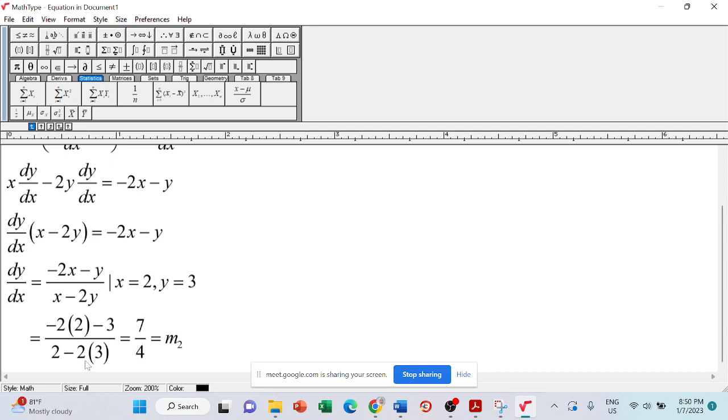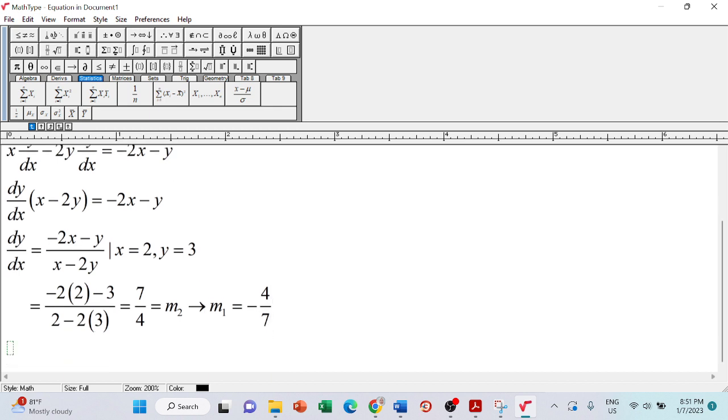So the bottom is also negative, so it changes to positive. That means M2 is 7 over 4. So what is our M1? M1 is how much? Negative 4 over 7. Okay, 4 over 7. So M2 is the gradient for the tangent line, M1 is the gradient for the normal line.